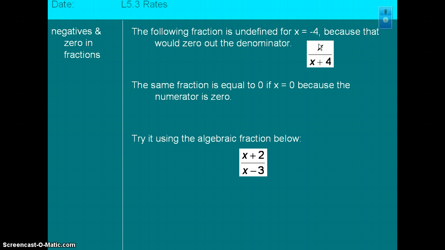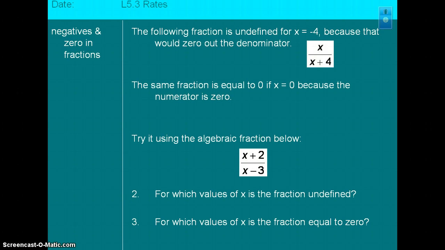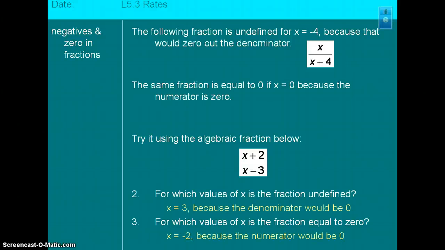So taking a look, try to determine which value of x would make this fraction undefined and which value of x would make this fraction equal to 0. X equals 3 would make this undefined because then the denominator would be 0. 3 minus 3 is 0. X equals -2 would make this fraction equal to 0 because that would give our numerator a value of 0.